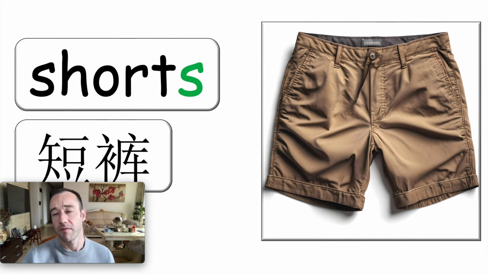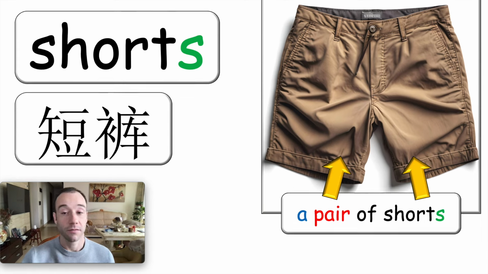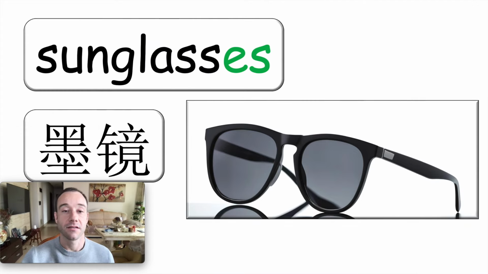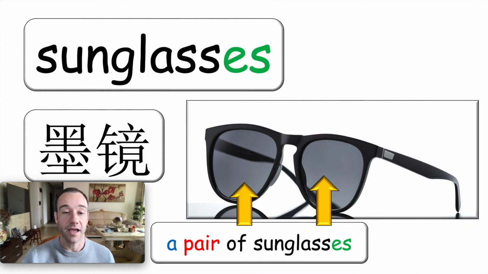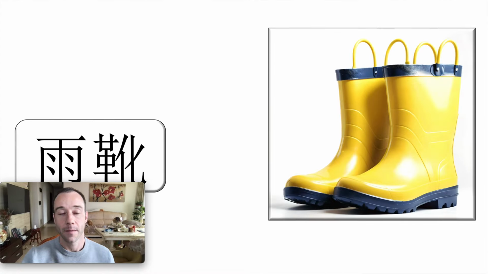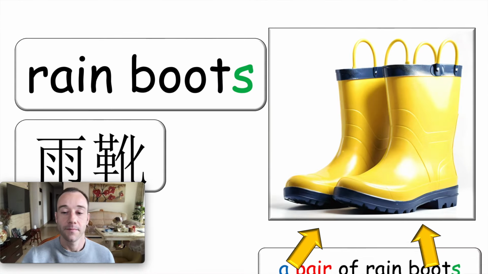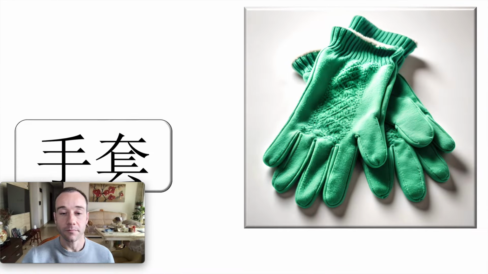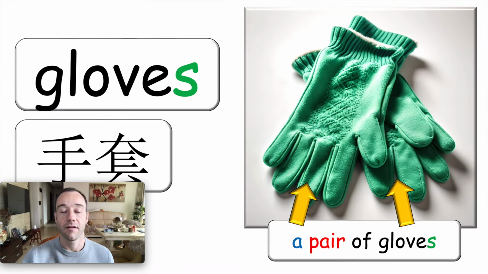Shorts. Some of them might know it. Some of them won't. Sunglasses. This is one of the harder ones. And again, a pair of sunglasses. Rain boots. A pair of rain boots. And gloves. And a pair of gloves.